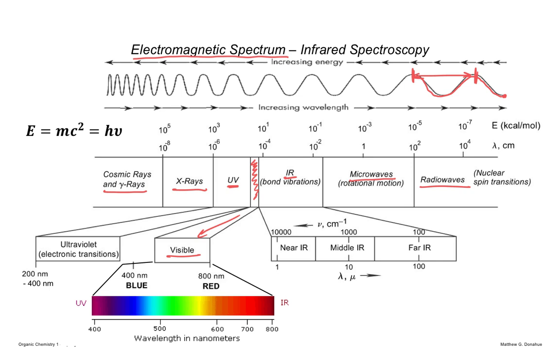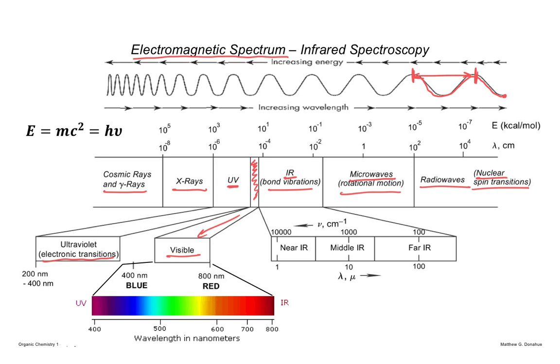What you'll notice below each of those are things like nuclear spin transitions, rotational motions, bond vibrations, electronic transitions. That's the impact of that energy on the molecule or the element or atom. So within infrared spectroscopy, we're talking about bond vibration. And the easiest way to think about that is the motion of a spring.